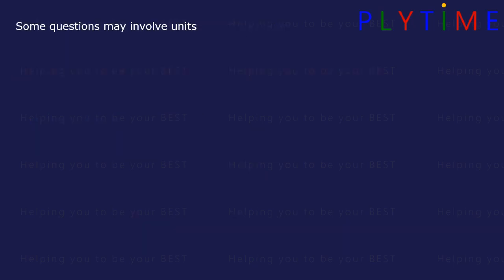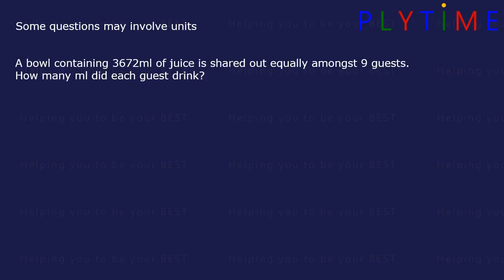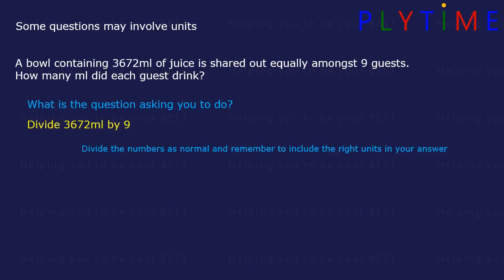Some questions may involve units. A bowl containing 3,672 millilitres of juice is shared equally amongst 9 guests. How many millilitres did each guest drink? What's the question asking you to do? Divide 3,672 millilitres by 9. We divide the numbers as normal and remember to include the right units in the answer.